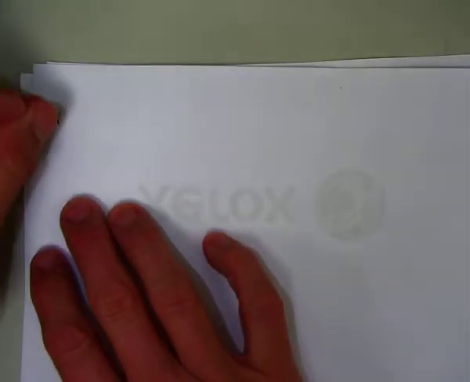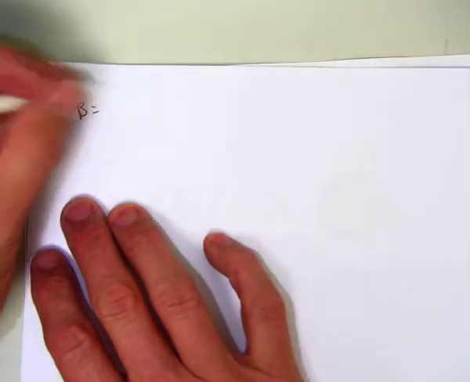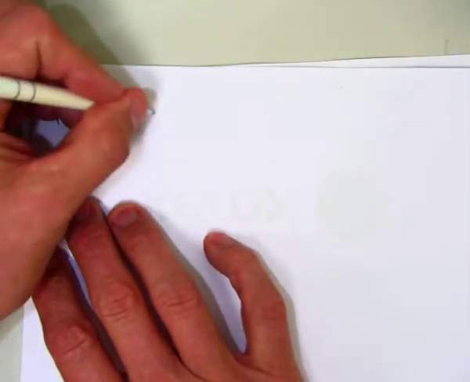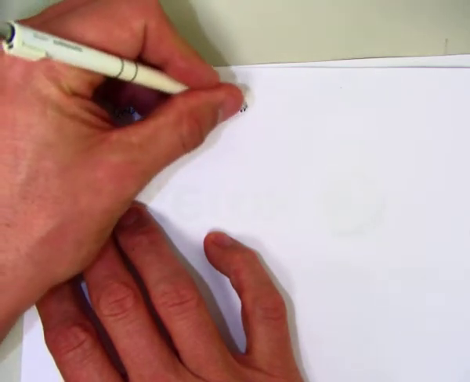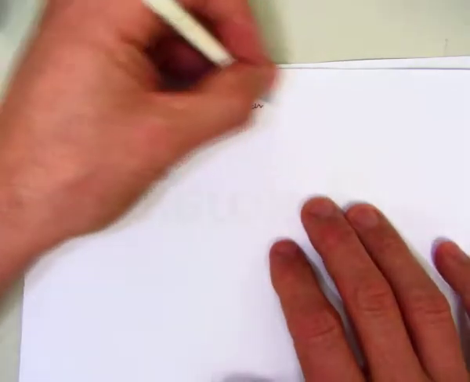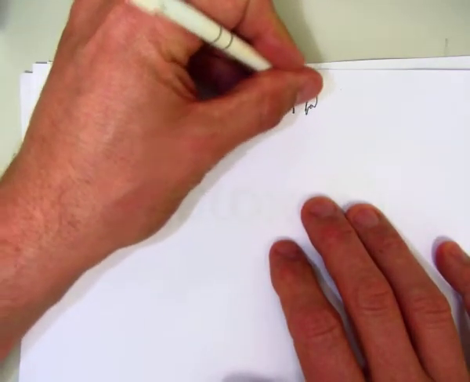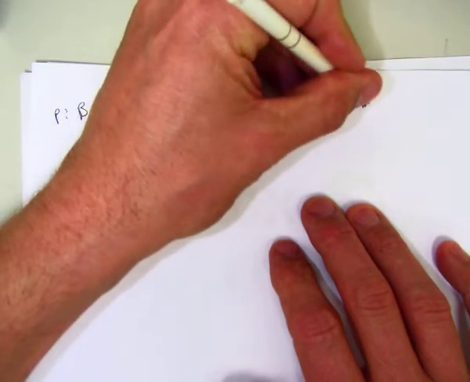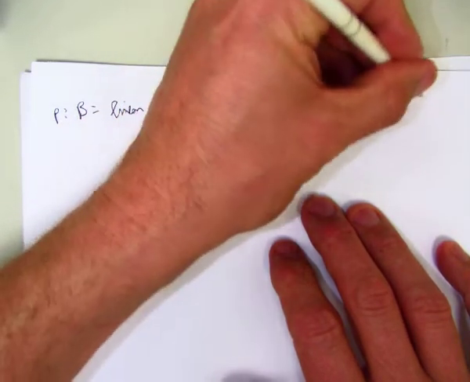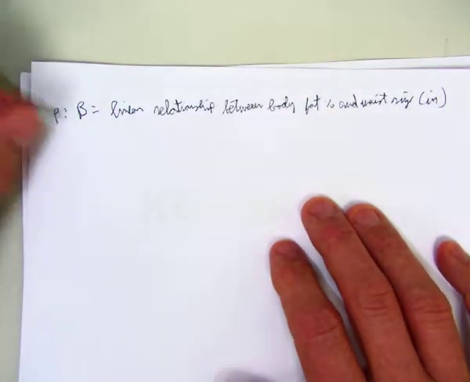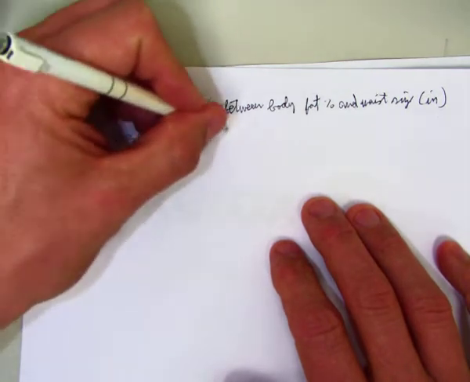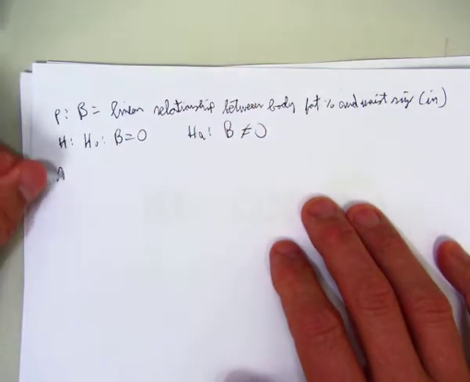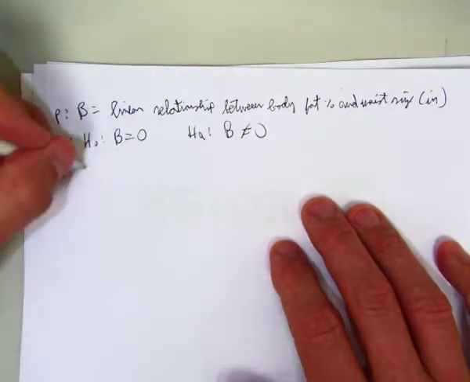So our parameter here, big B, is that there is a linear relationship between body fat percentage and waist size, and I'm just going to put in inches, okay? And our hypotheses, the null is that big B is 0, the alternative is that big B does not equal 0.